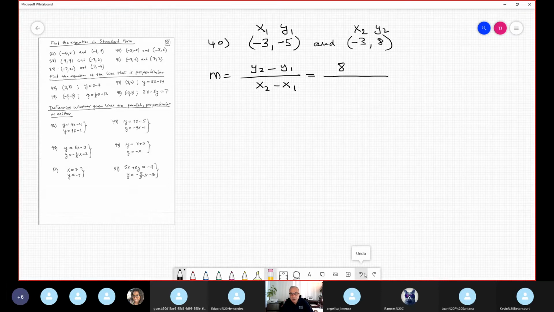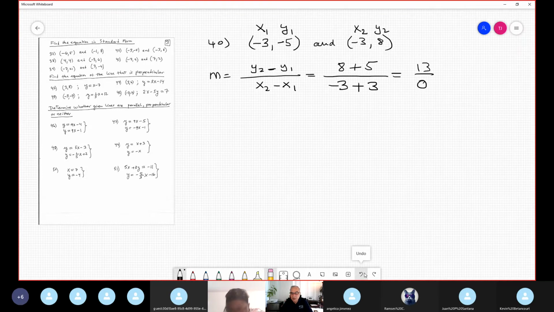y2 is 8. y1 is -5. So, double minus becomes positive. The minus of the formula and minus of the value together change to positive, no? x2 is -3. Minus, minus again, double minus again becomes positive. This is 13 on the top, but this is 0 on the bottom. So the answer is undefined because it's impossible to divide by 0, you know that.